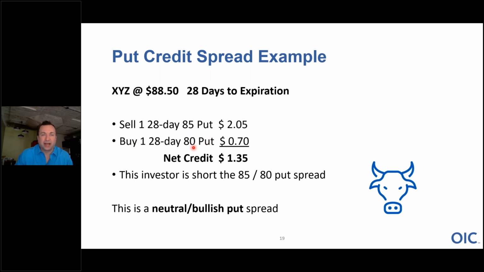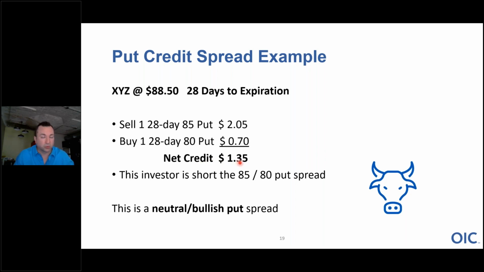The strike on the buy side is all about risk protection, risk management. How far down do we want to go? We can price this up. Look at the 82s, the 80s, the 75s. How much is that going to cost? What is the credit at those various strike prices? What does that mean for maximum gain, maximum loss?